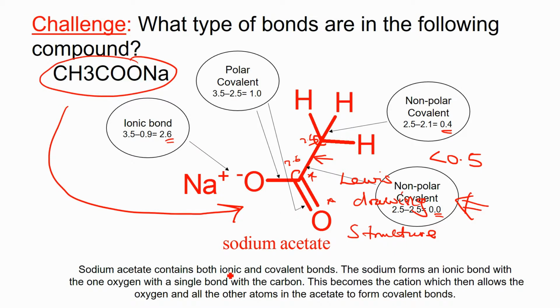So sodium acetate contains both ionic and covalent bonds, and usually ionic character trumps covalent character. So overall, sodium acetate is an ionic compound, which means if you drop it in water, it's going to dissolve right away. It's highly soluble, right? Sodium acetate is an organic ionic compound, just because one of the sites has an ionic character that makes the whole compound ionic.